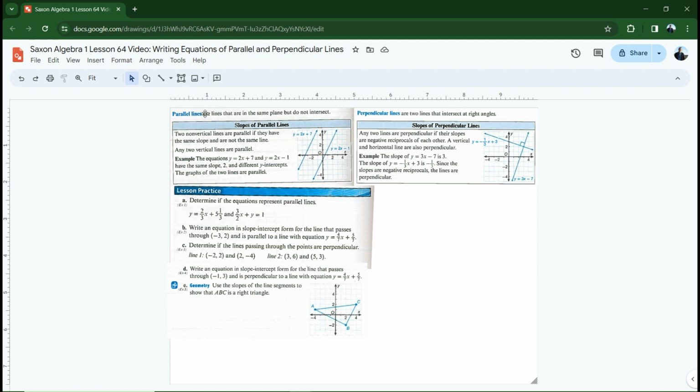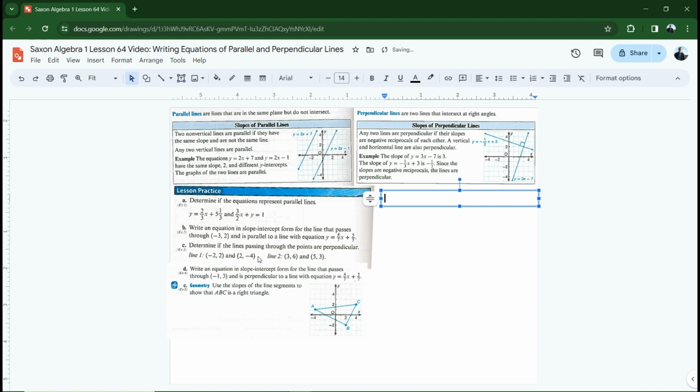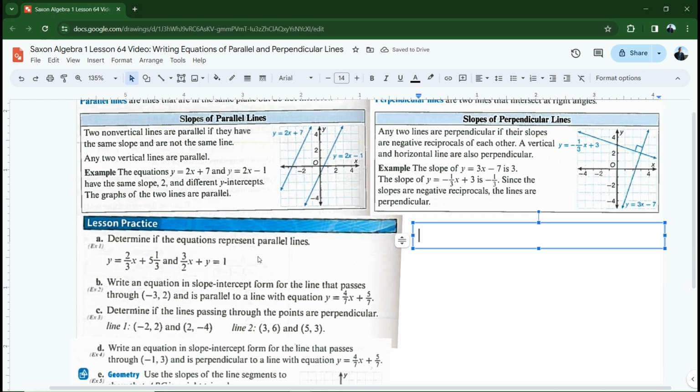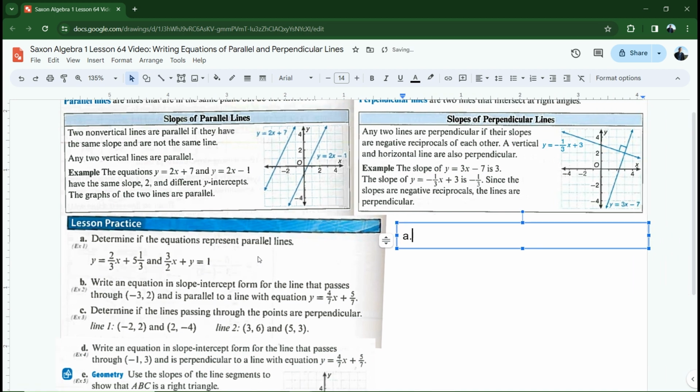All right, let's do some lesson practice and work on these concepts. Okay, letter A, we need to just determine if the equations represent parallel lines. So let's see. y equals 2/3 x plus 5 and 1/3, and 3 halves x plus y equals 1. Well, I noticed that we have the same number multiplying x, except it's the reciprocal.